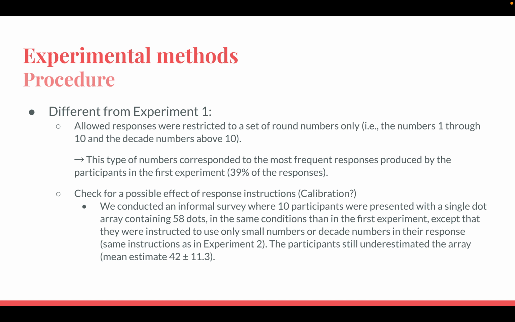In order to check for a possible effect of response instructions, they conducted an informal survey where 10 participants were presented with a single dot array containing 58 dots, in the same condition as in the first experiment, except that they were instructed to use only small numbers or decade numbers in their response.